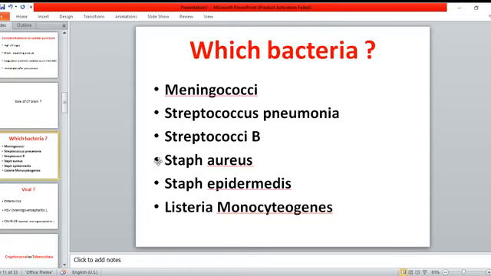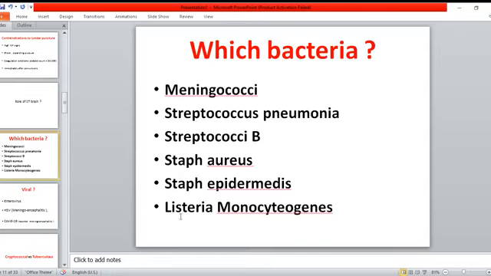For example, if the patient is presenting after penetrating head trauma with a meningitis, you have to think of Staph aureus. If the patient is presenting after neurosurgery, like shunt surgery or CSF surgery, and presented with meningitis, think of Staph epidermidis.